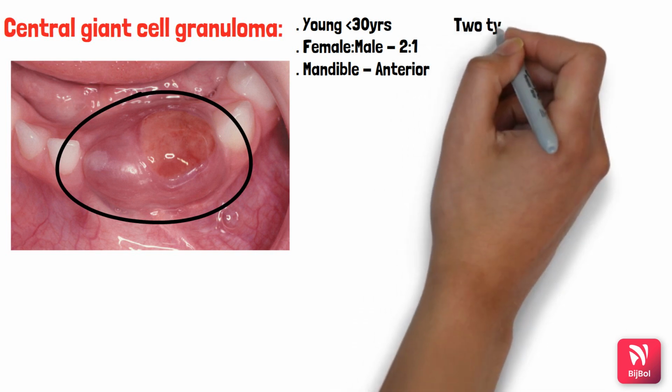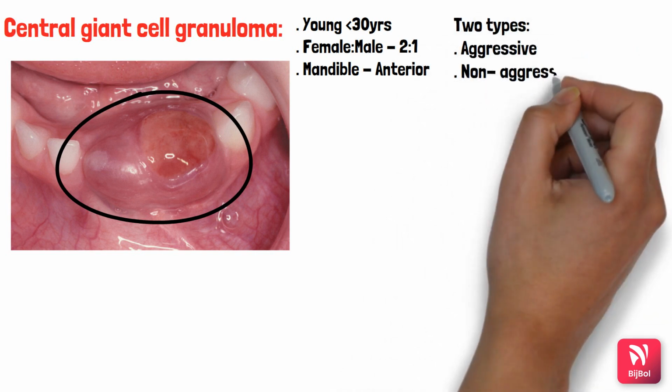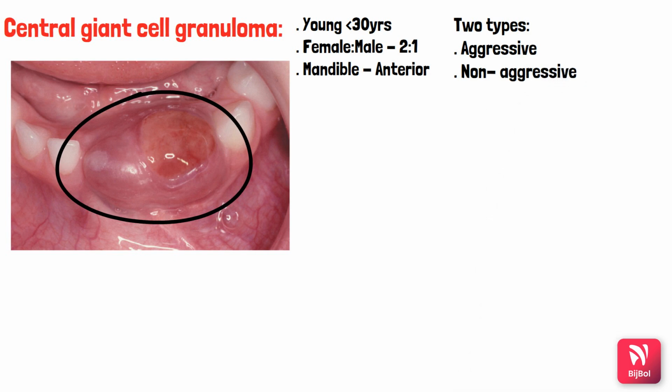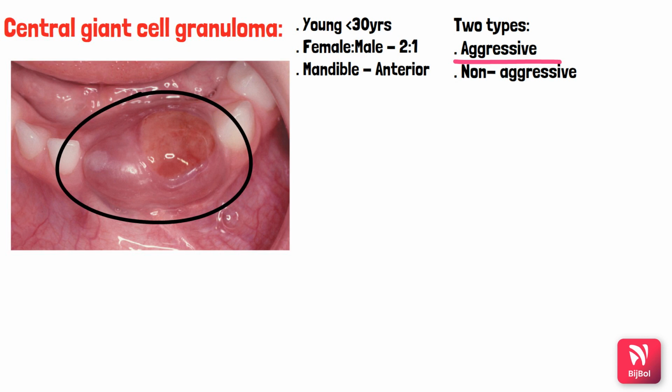Central giant cell granuloma can be of two types, that is, an aggressive variant and a non-aggressive variant. If the lesion belongs to the aggressive variant, the patient may present with pain, cortical perforation or root resorption. So it damages the adjacent structures basically.